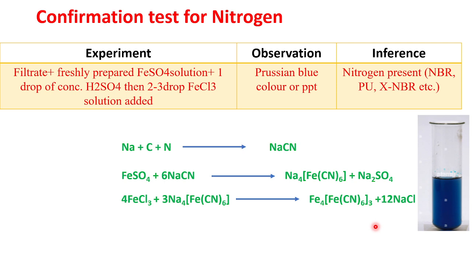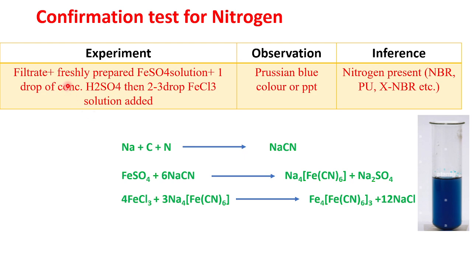Now the confirmation test for nitrogen. So this is the elemental analysis. Except for carbon and hydrogen, what are the other different elements? For example, in case of NBR, there is a presence of nitrogen. In case of chloroprene rubber, there is a presence of chlorine. Or in case of Hypalon, there is the presence of sulfur. So you need to confirm what different elements are present in your product or in your developed material.